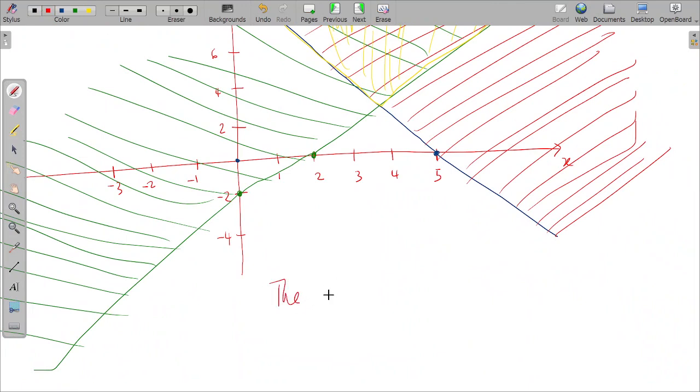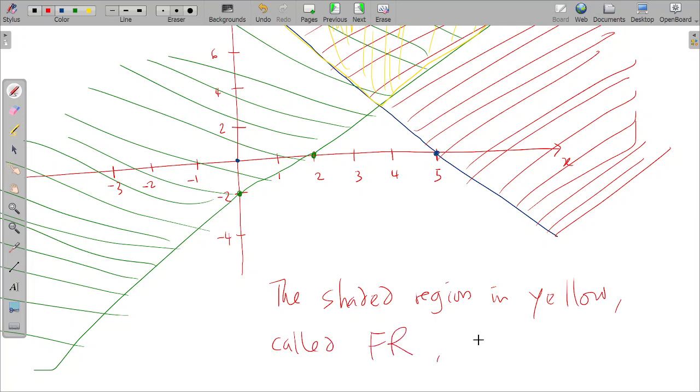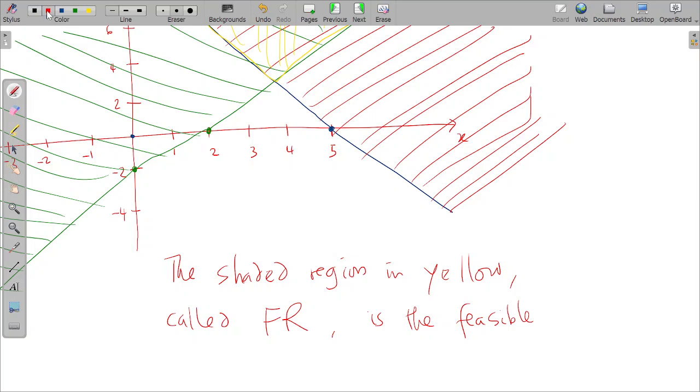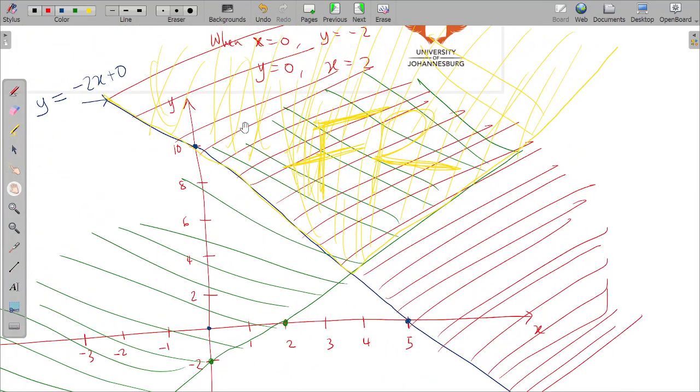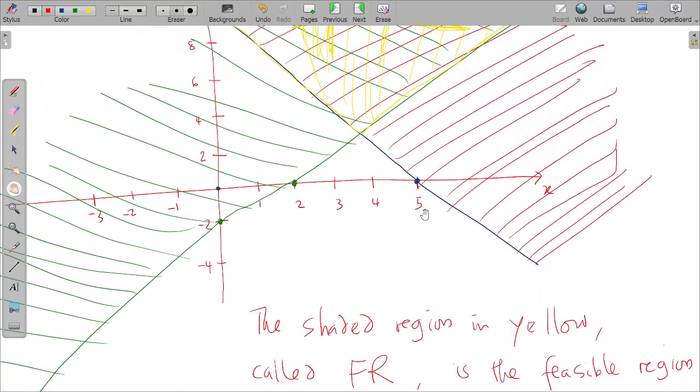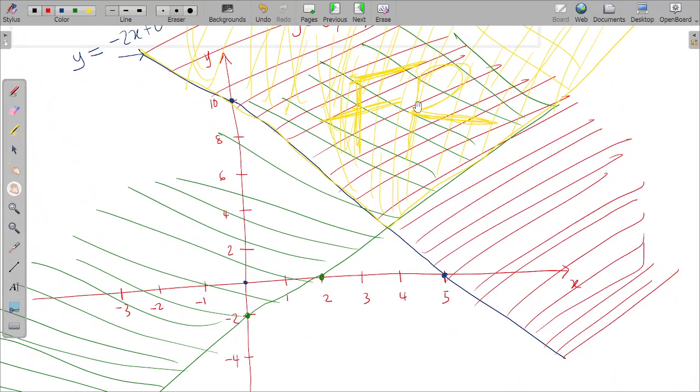So you can now say the shaded region in yellow, called FR, is the visible region. So you must always tell us which region is your visible region. Our visible region is the one shaded in yellow, and I call it FR. So that is my visible region. Okay, please take note of that.